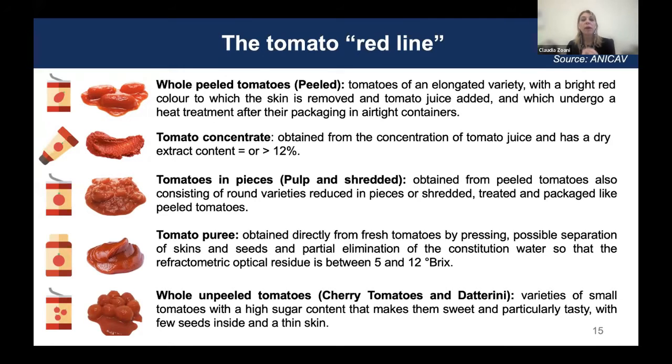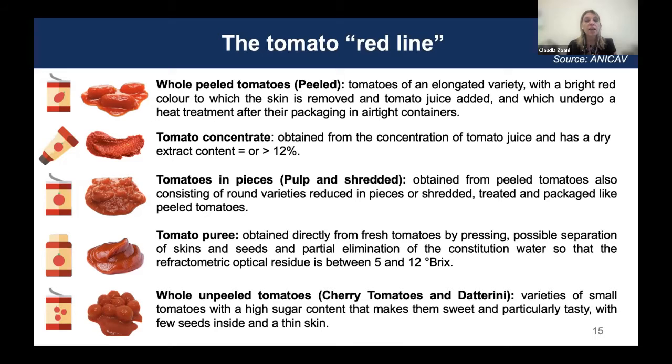Further, we can identify the tomato concentrate that is obtained from the concentration of the tomato juice and has a dry extract content equal or greater than 12%. We have the tomatoes in pieces, pulp and shredded. They are obtained from peeled tomatoes from round varieties that are reduced in pieces and shredded, treated and packed like the peeled tomatoes. We have the tomato puree that is obtained from fresh tomatoes directly by pressing, separation of skins and seeds, and partial elimination of the constitution water.